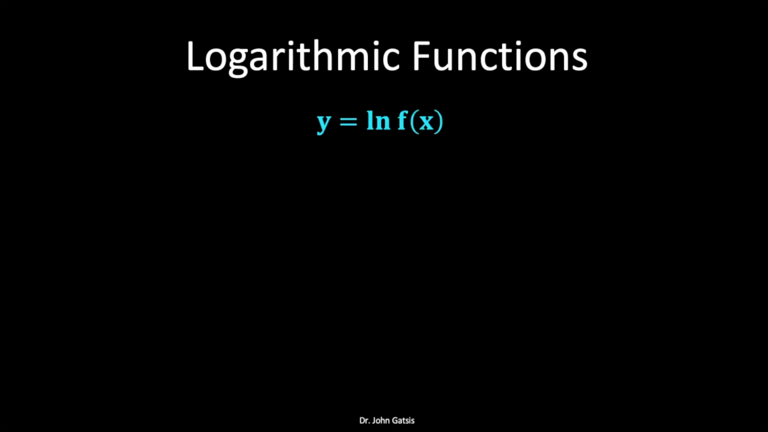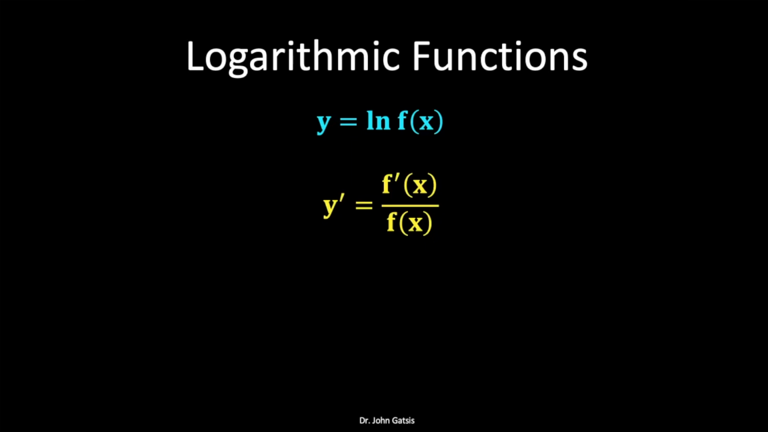What if we had the logarithm of some function of x? In this case, we still have a reciprocal, but we would apply the chain rule. For compactness, I like to just write it as follows, where we have the derivative on top of the original function within the logarithm. So f prime over f.